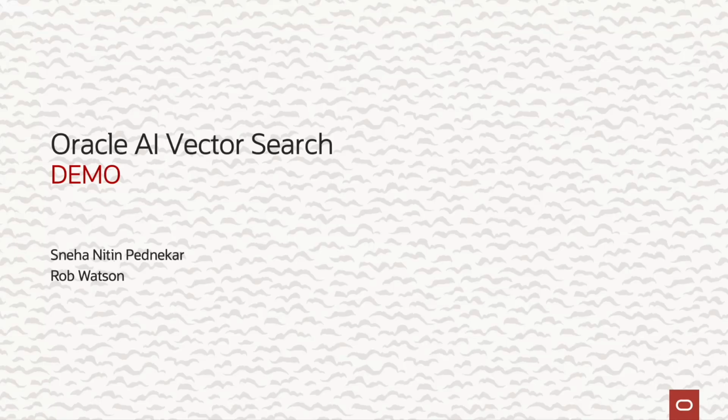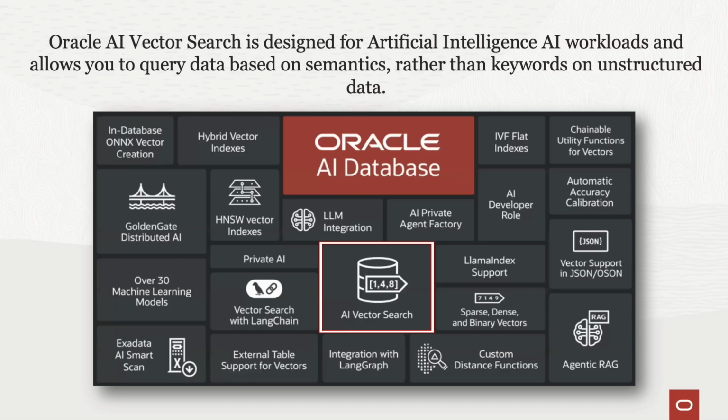Hi all. In this video, Rob and I will provide a short conceptual demo for Oracle AI Vector Search in Oracle AI Database 26AI. Oracle AI Vector Search is designed for artificial intelligence (AI) workloads and allows you to query unstructured data based on semantics rather than keywords.